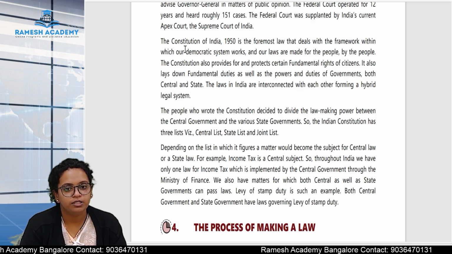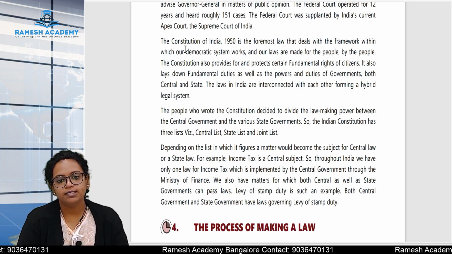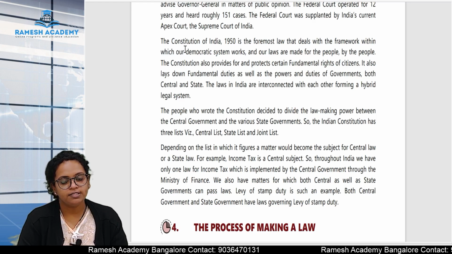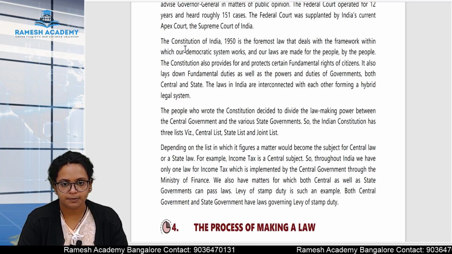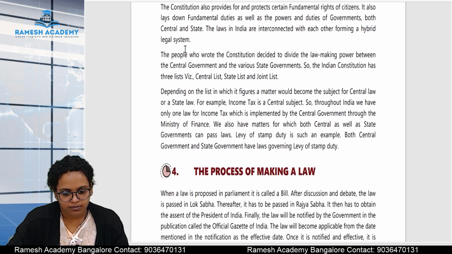So we have 3 lists, that is the central list, the state list, and the joint list. In the central list, we take the decision for the whole country. In the state list, we take the decision for that particular respective state, and the joint list is for both central and the state. Okay.